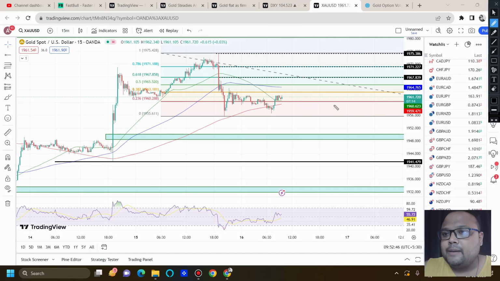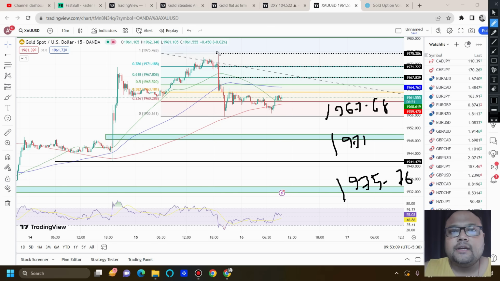if gold starts going up, then you can see I have marked three levels here in dotted line. Around 1967 to 1968, we have the FIBO 68.1% retracement level. Then we have 1971, the FIBO 78.6% retracement level, and then we have 1975 to 1976, the level from where the market dropped yesterday.